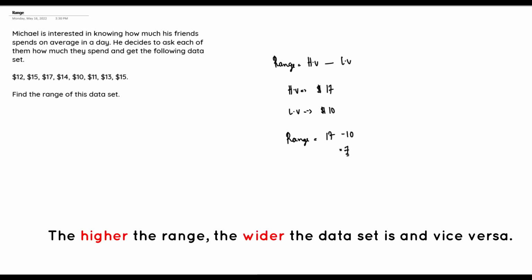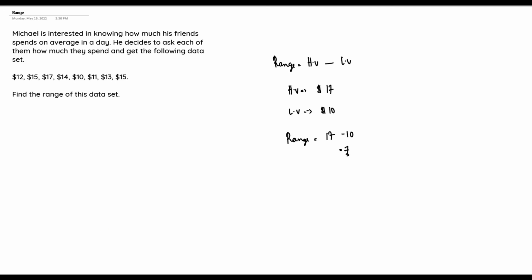One of the interpretations of the range is based on the fact that the higher the range, the more the spread of a data set. So a data set having a range of 20 is more spread out or more dispersed compared to a data set having a range of 7. So that being said, let's go to the next question.